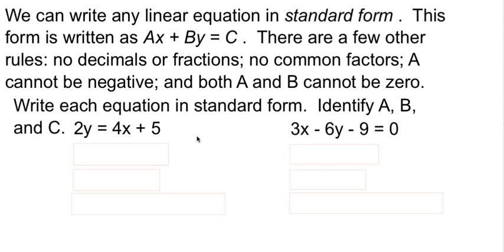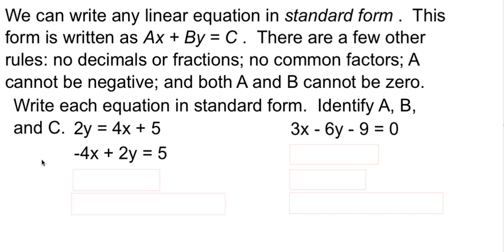So let's write these equations into standard form, and then we need to identify a, b, and c. And they give us 2y equals 4x plus 5. Well, the first thing we need to do is get the x and y on the same side of the equation. Right? X and y are together, so we need to move the 4x over. It's a positive 4x, so we need to subtract to get it to the other side. So negative 4x plus 2y equals 5.